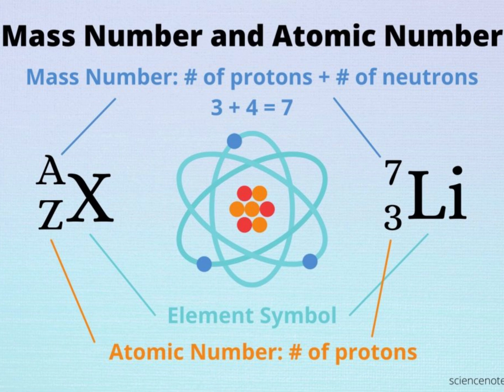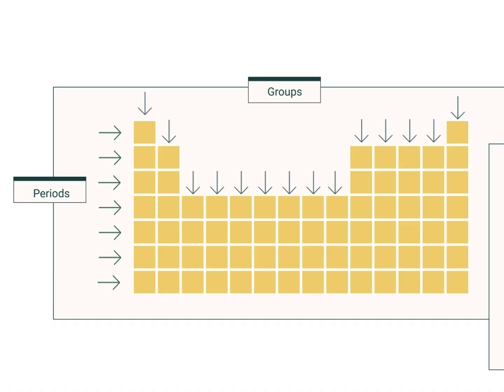But before we actually start looking at the electronic configuration of elements, we need to know that there are two fundamental features of the periodic table. These features are period and group. So what is a group? A group is a vertical arrangement of elements. The vertical arrangement of elements is what we call a group, and the horizontal arrangement of elements is what we call a period.